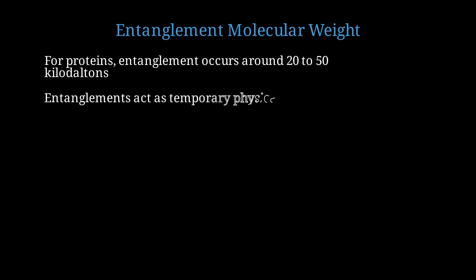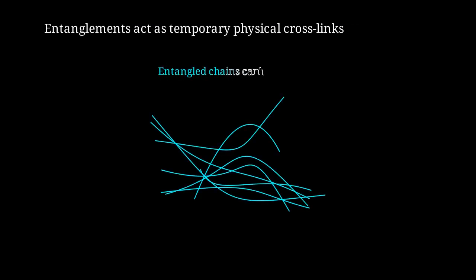When protein chains are entangled, they can't simply slide past each other freely. The entanglements act as temporary physical crosslinks that must be slowly disentangled during stretching. Here we see how entangled protein chains create a mesh-like network. When you pull on this network, the chains must gradually disentangle, which takes time and allows for stretching.